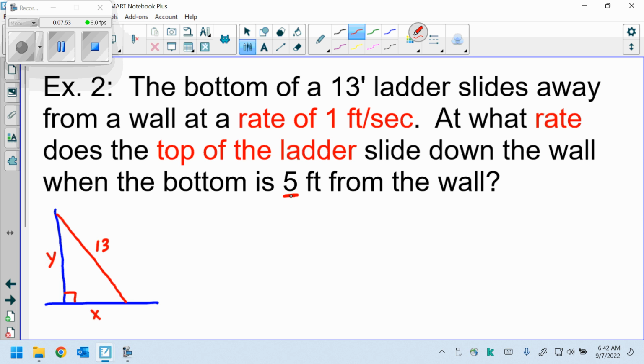All right. So what's the relationship between these things in this drawing? It's a geometric figure. They usually are geometric figures. And so in this case, I think I would say x squared plus y squared equals 13 squared, which is 169. So I've got my drawing. I've got my equation. I now need to take the derivative of that equation.